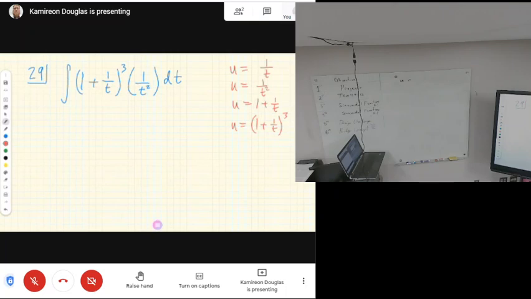But remember, my long-term goal is I want one whose derivative is in this problem somewhere. Now, sometimes that's not always obvious. So as my first step, I'm going to convert these to power form. Let's take a look. This integral becomes the integral of 1 plus t to the negative first power, cubed, times t to the negative second power dt.